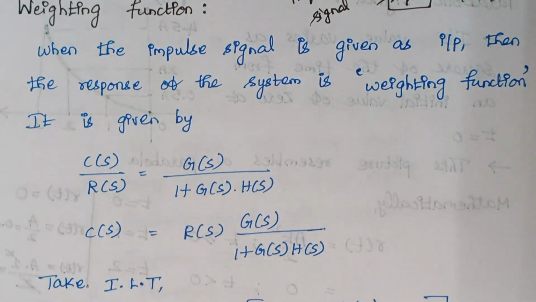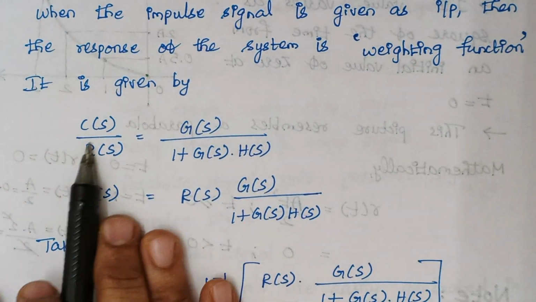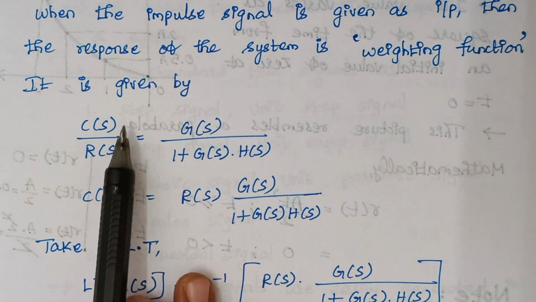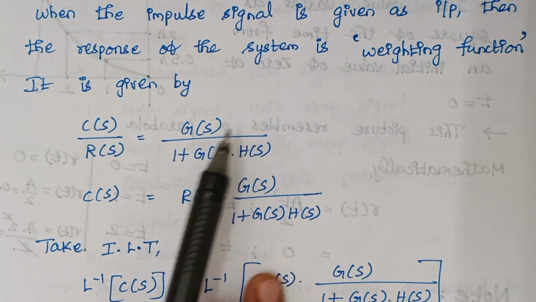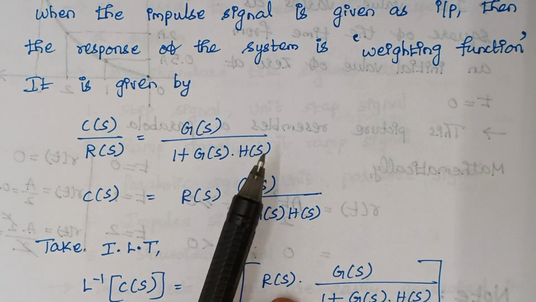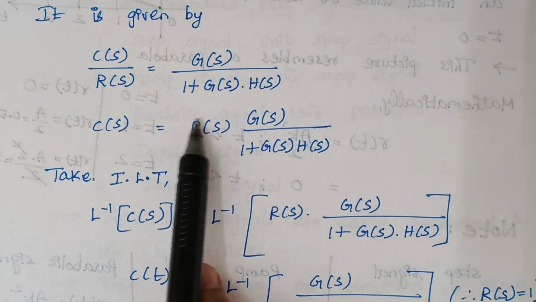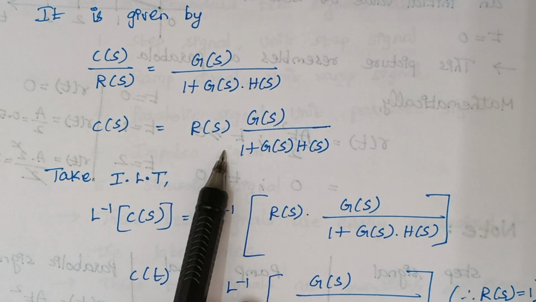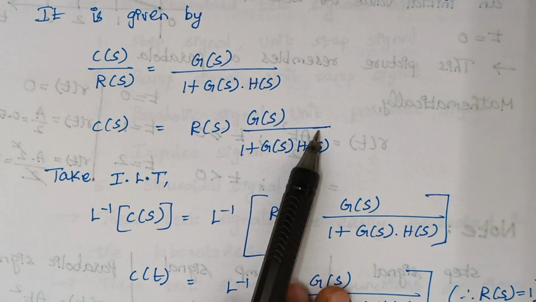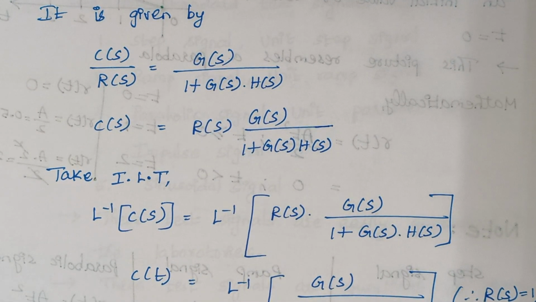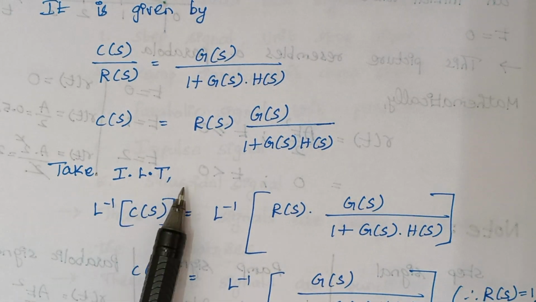So this is a general representation of the transfer function of a closed loop system. Here C(s)/R(s) is equal to G(s)/(1 + G(s)H(s)). Moving R(s) across, we will have C(s) equal to R(s) into this term. Hence, as we need everything in terms of time, we are going to take the inverse Laplace transform.